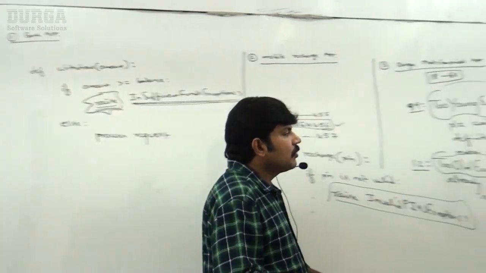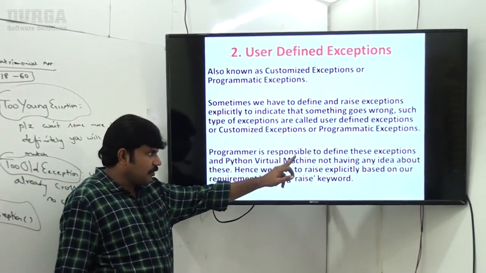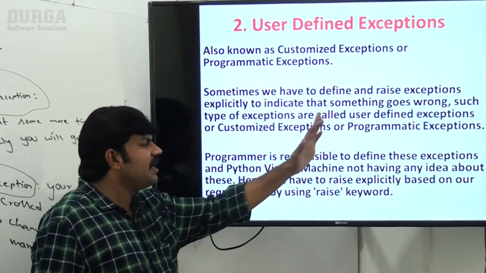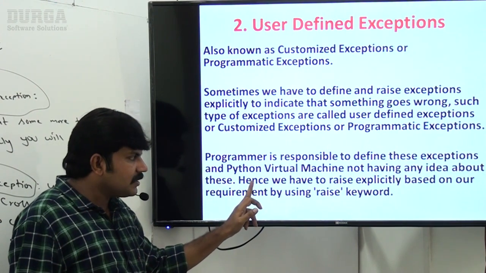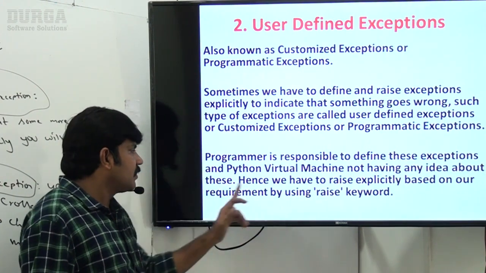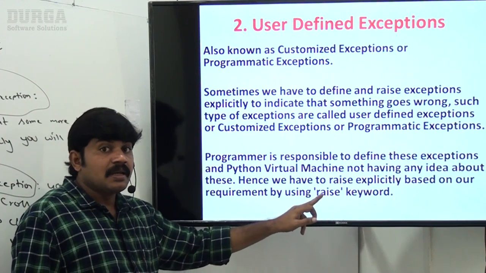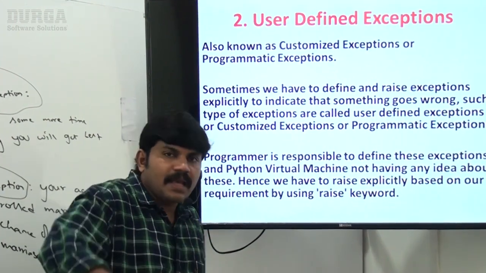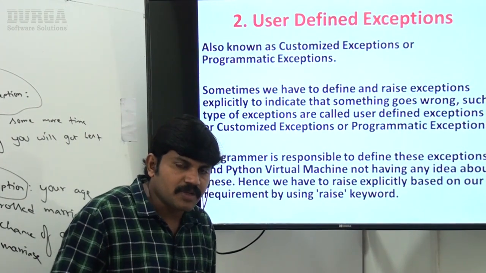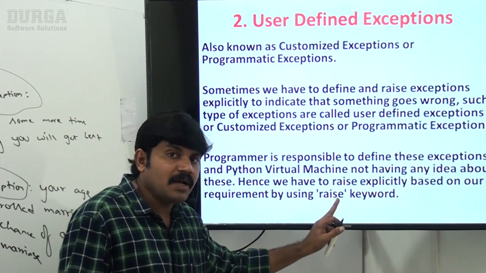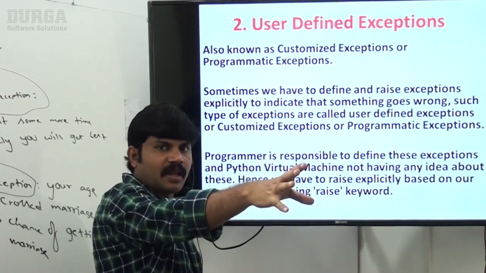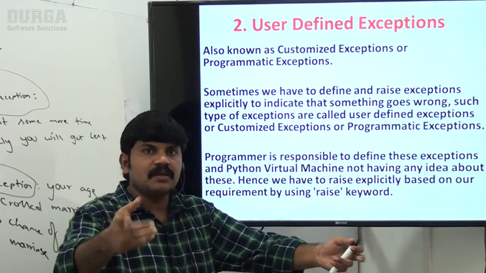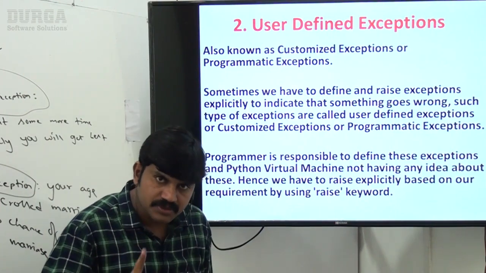Remember, have a look once. So now the programmer is responsible for defining these exceptions and the Python virtual machine does not have any idea about these. Hence we have to raise explicitly based on our requirement by using the raise keyword. Are you getting? By using which keyword? Raise keyword. Raise keyword can be used to raise exceptions. Most of the time we are going to use customized exceptions because predefined exceptions PVM automatically raises, but customized exceptions PVM won't raise. So some keyword must be required to raise. For that we are going to use the raise keyword. Clear for all of you, right?